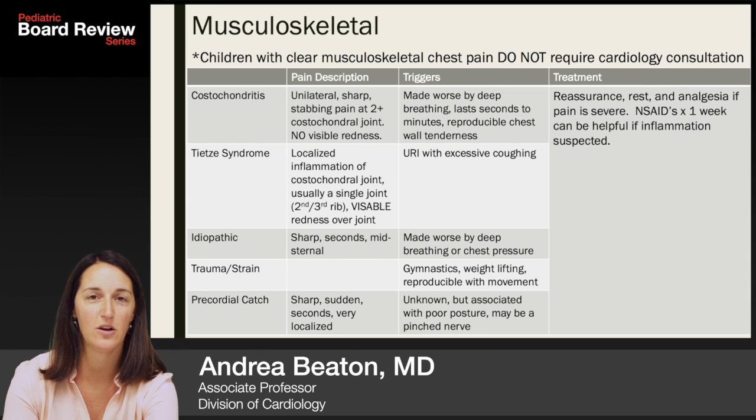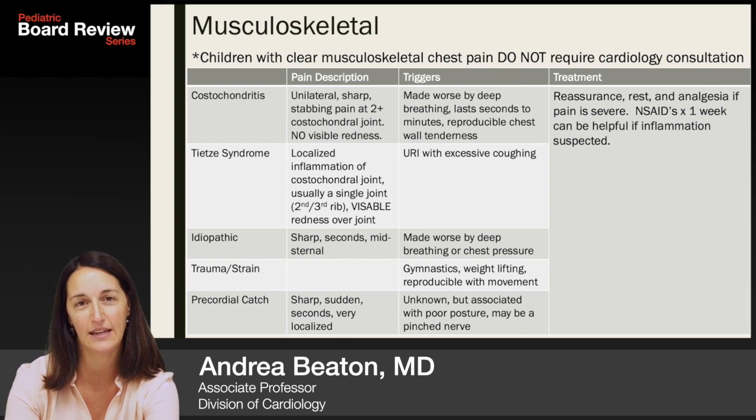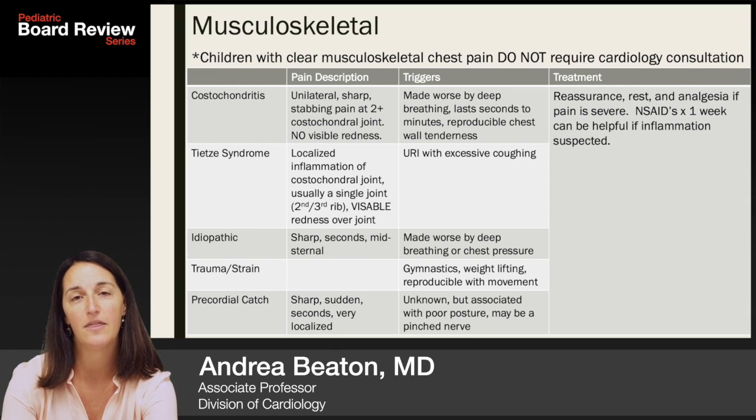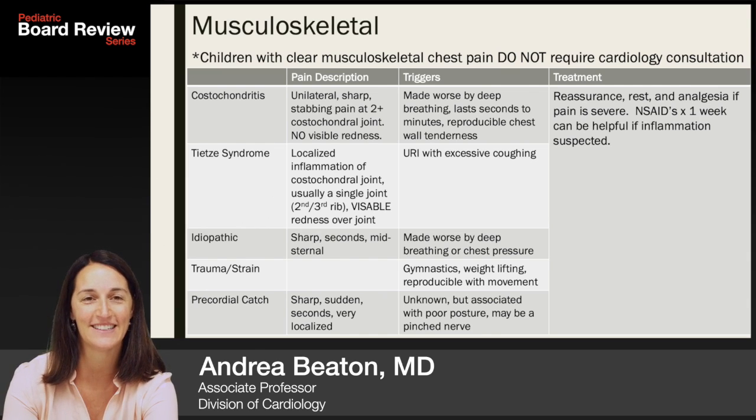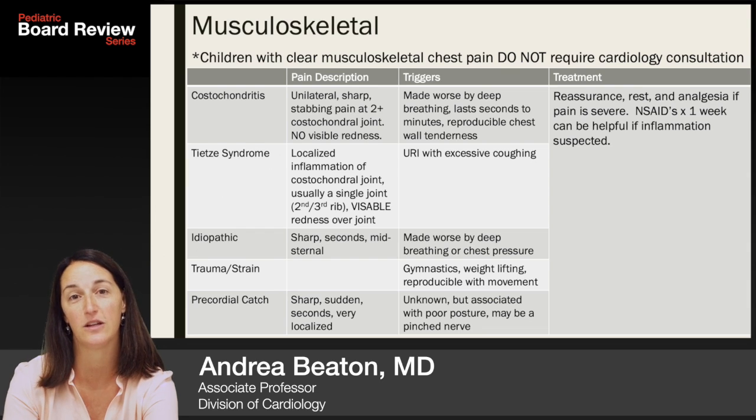And the final one is called precordial catch syndrome. The fancy name for it is Texidor's twinge. This is a sharp, sudden pain. It lasts just for 1 or 2 seconds. There's an unknown cause, but it's associated with poor posture. The most important thing here, other than the different causes of musculoskeletal chest pain, is that your answer is reassurance. These children do not require a cardiac consultation. You do not need to order an EKG or further testing.